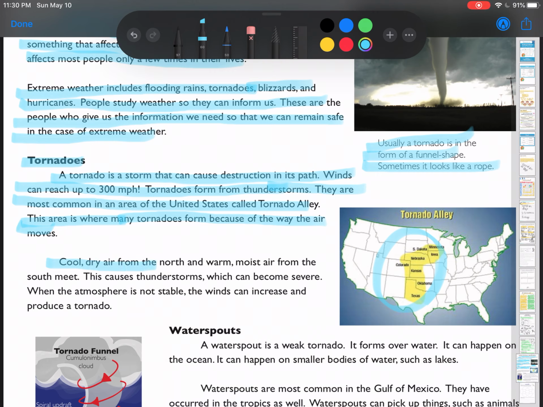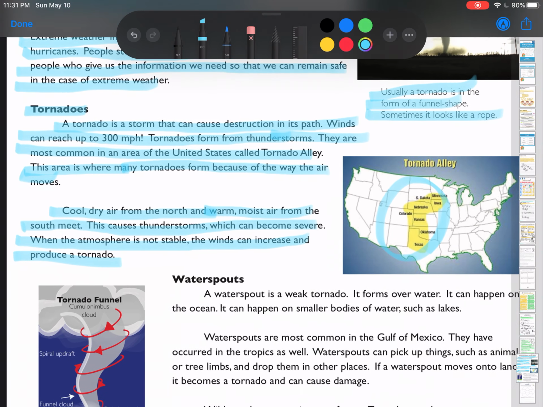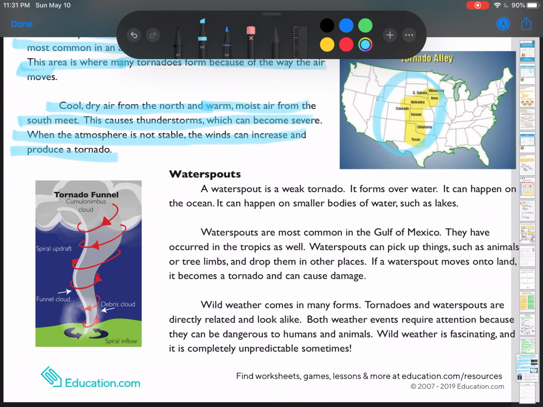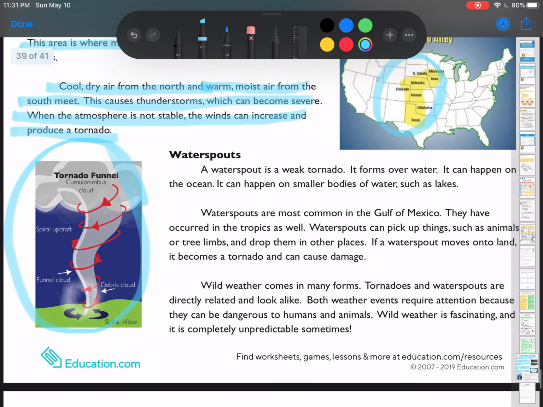Cool, dry air from the north and warm, moist air from the south meet. This causes thunderstorms, which can become severe. When the atmosphere is not stable, the winds can increase and produce a tornado. So let's look here because I'm at another good stopping point. Cumulonimbus clouds. I'm not quite sure how to pronounce that. A spiral draft, funnel clouds, and debris clouds.